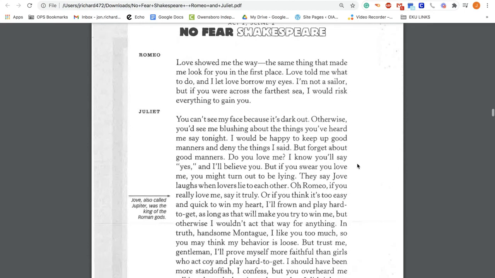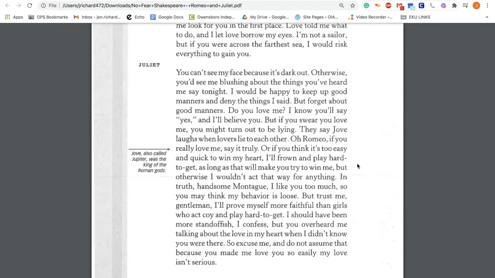You can't see my face because it's dark out. Otherwise, you'd see me blushing about the things you've heard me say tonight. I'd be happy to keep up good manners and deny the things I said, but forget about good manners. Do you love me? I know you'll say yes, and I'll believe you. But if you swear you love me, you might turn out to be lying. They say love laughs when lovers lie to each other.